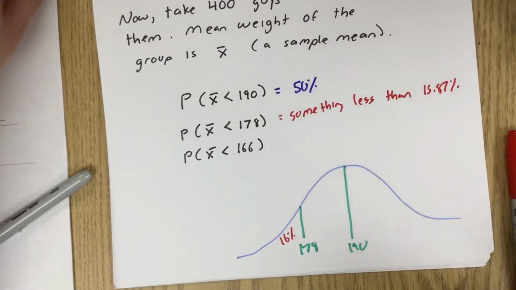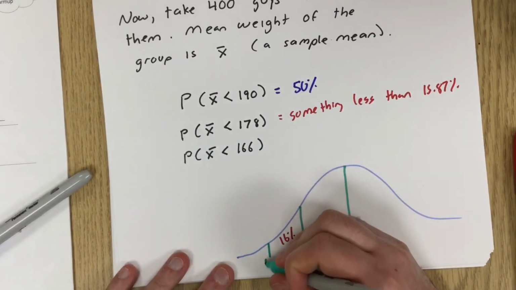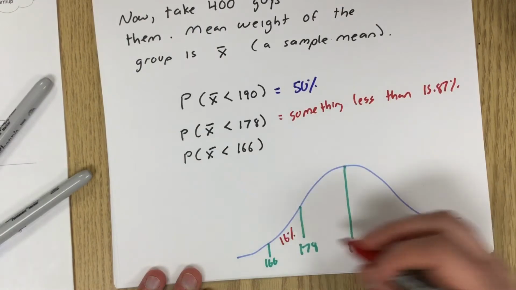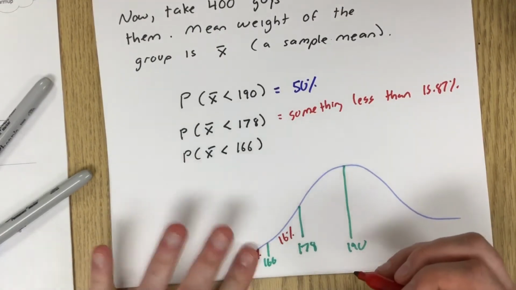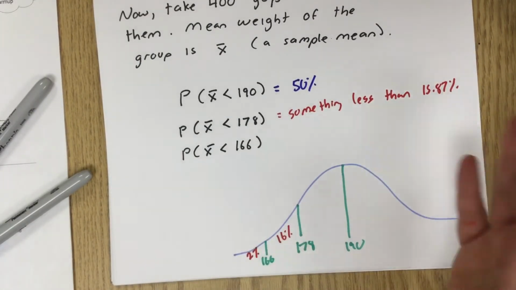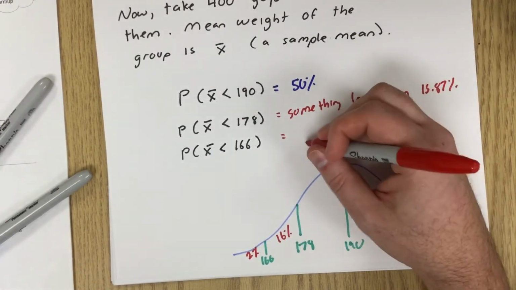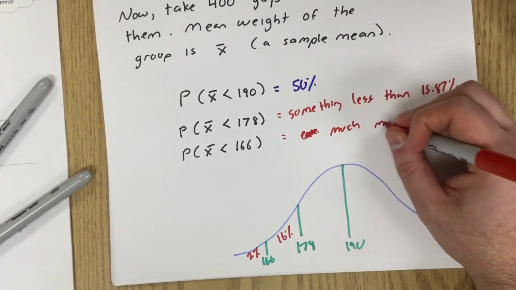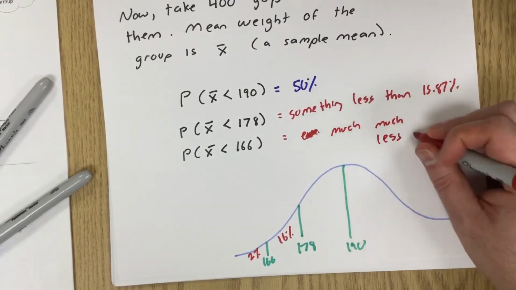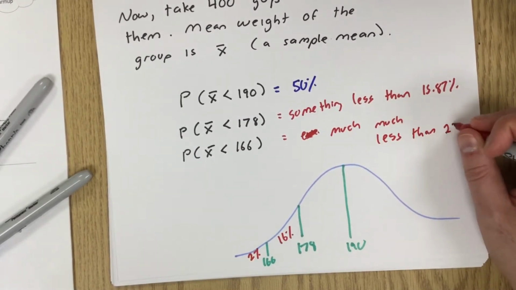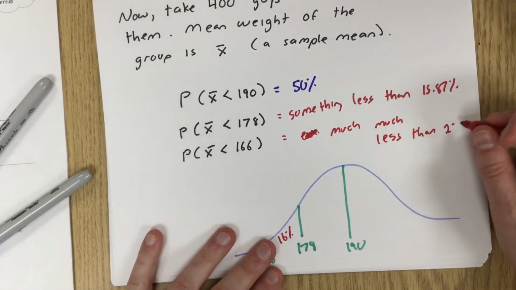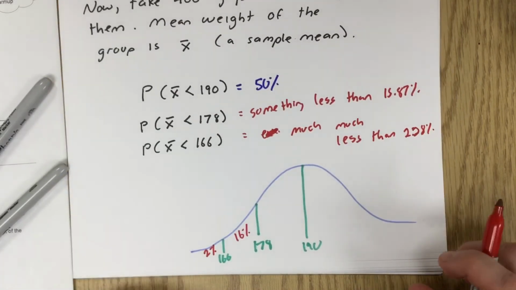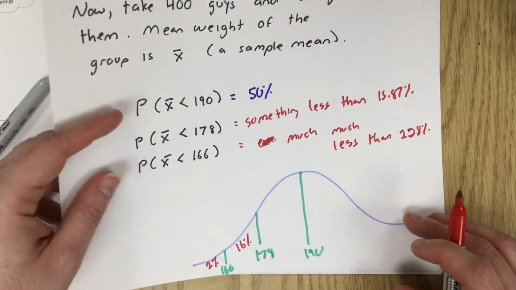And to have an average of less than 166, if we're going to take 400 people, only about 2% of the people are in that part of the tail, and to have an average there is going to be much, much less than 2%, or whatever it was, 2.28%. So much, much less than that.